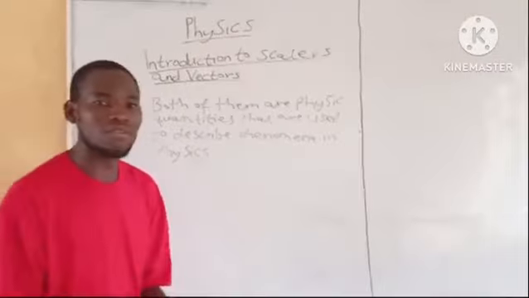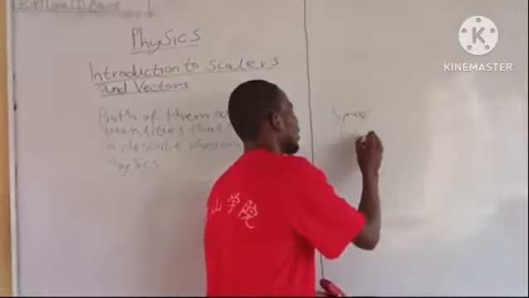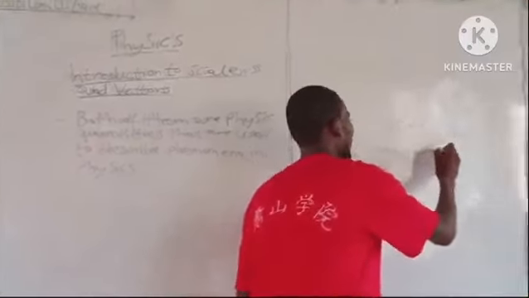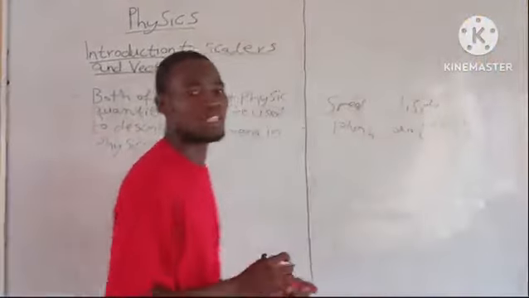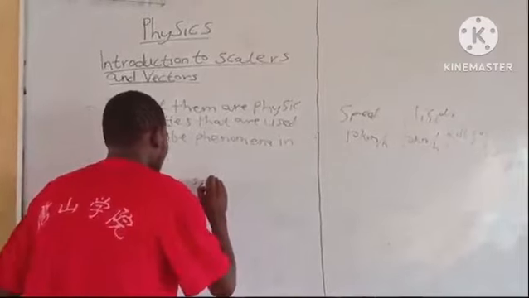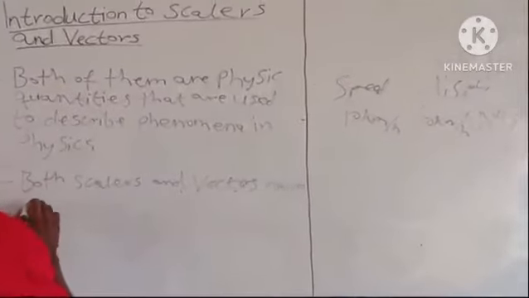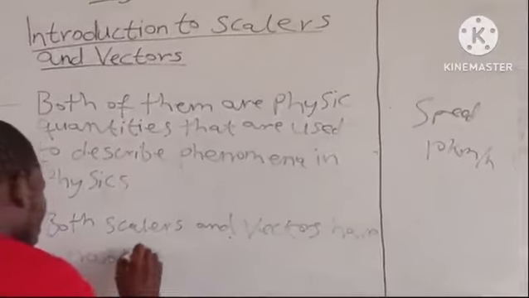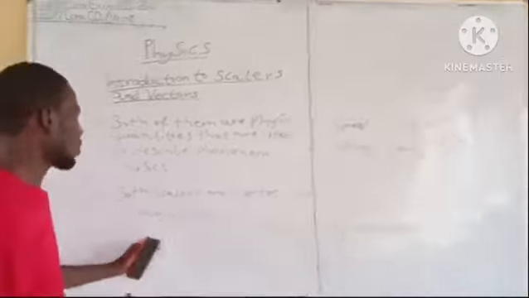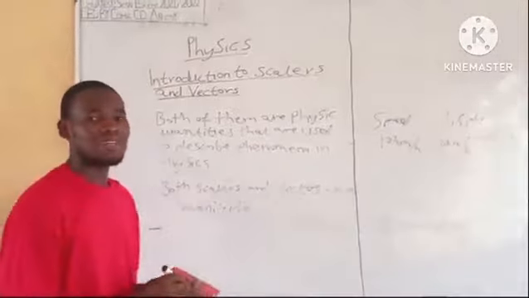Another similarity is that both have magnitude. For example, speed of 10 kilometers per hour, displacement 10 kilometers north, 45-degree east. Both of them have magnitude.